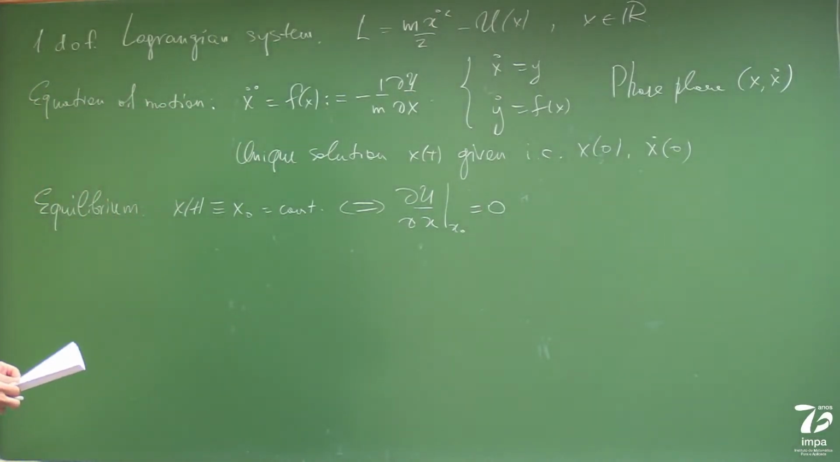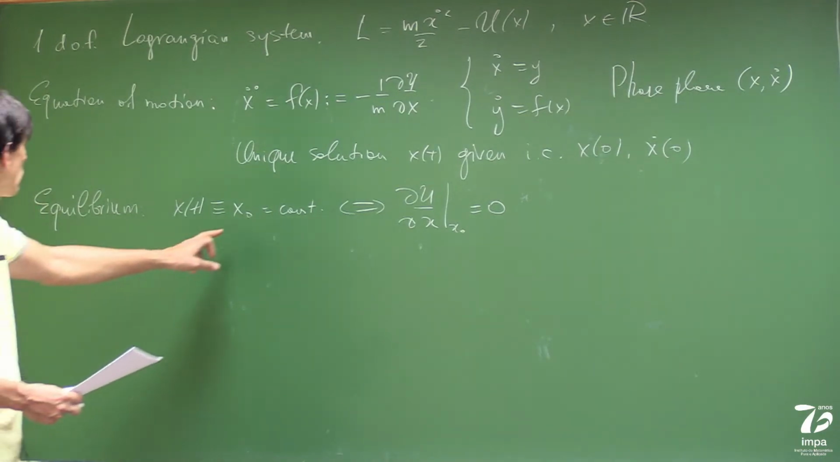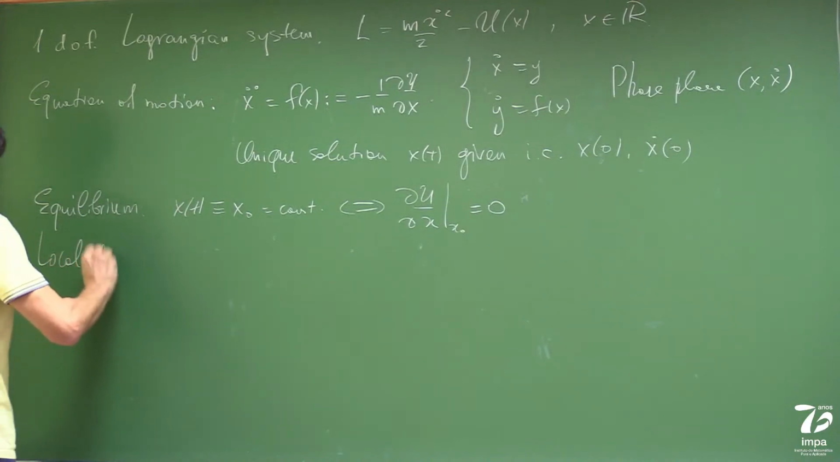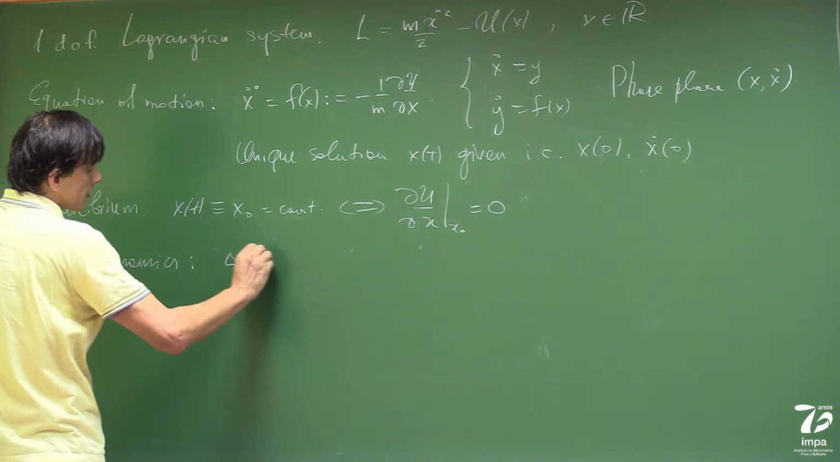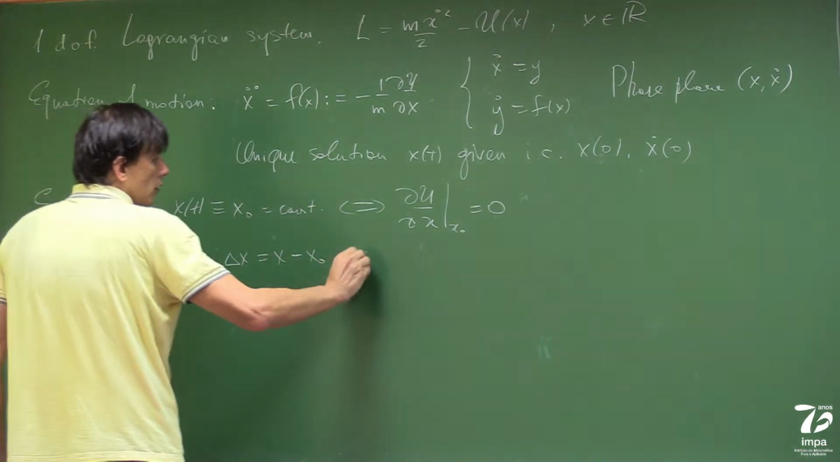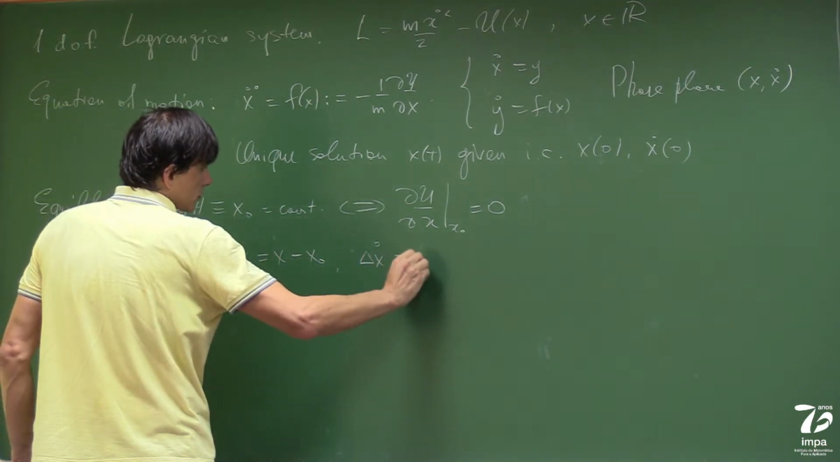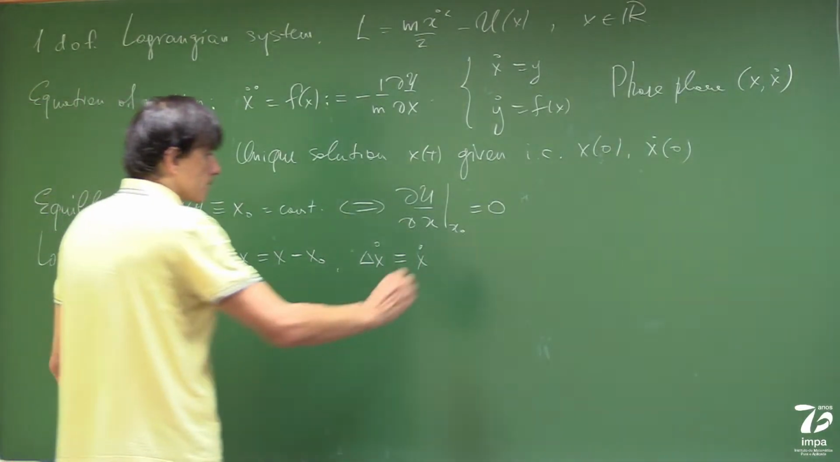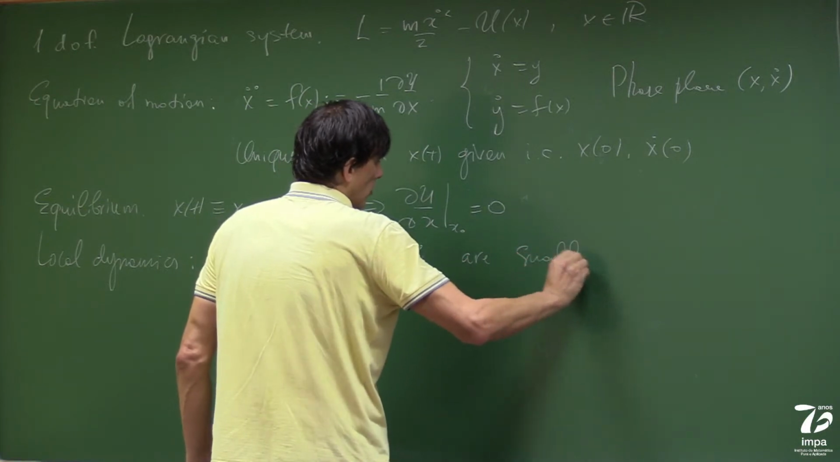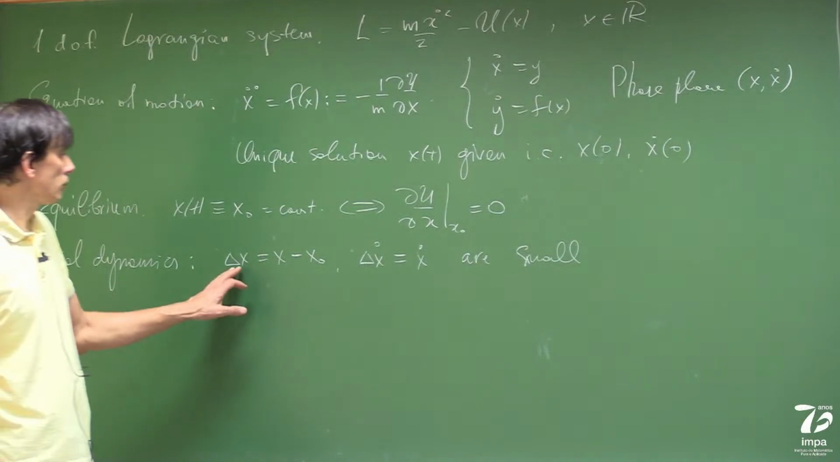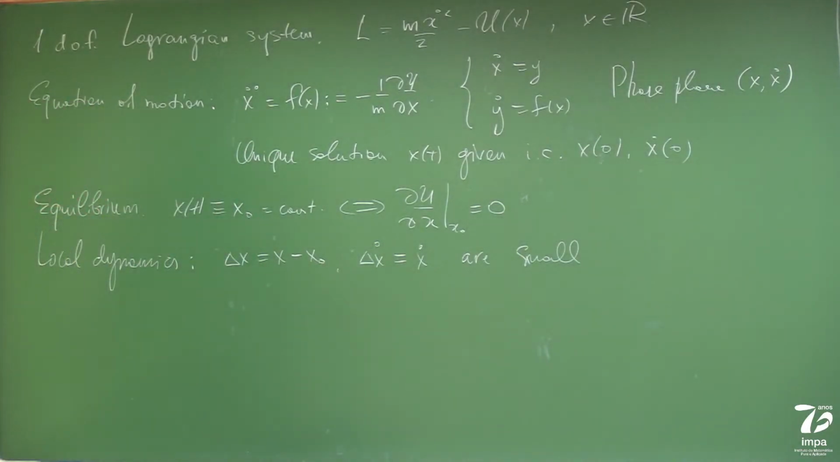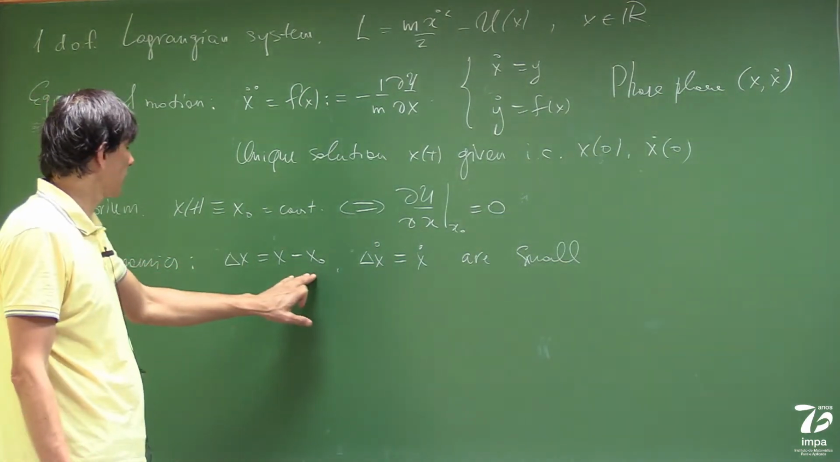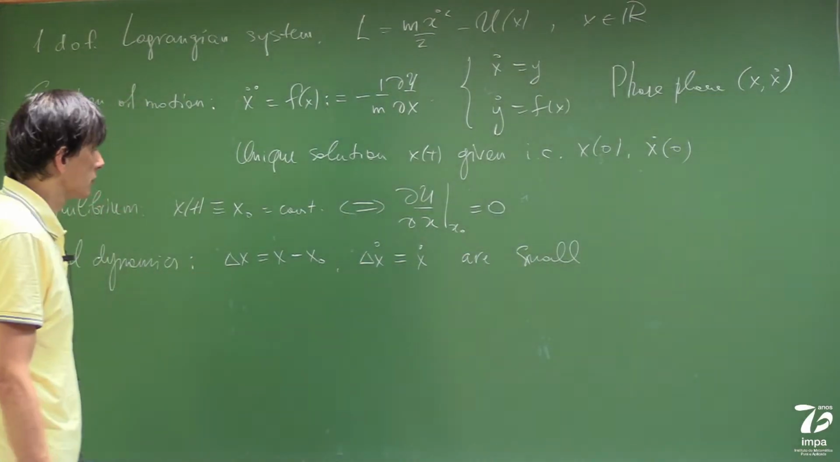And then what we found is that the local dynamics correspond to delta x, which is x minus x0, and delta x dot, which is the same as x dot, being small. So small, local dynamics correspond to small distance to the equilibrium and small velocity. So you're just slightly near equilibrium and very slow. At equilibrium, you're exactly at the point and do not move, and nearby you're slightly off and maybe it's very slow.